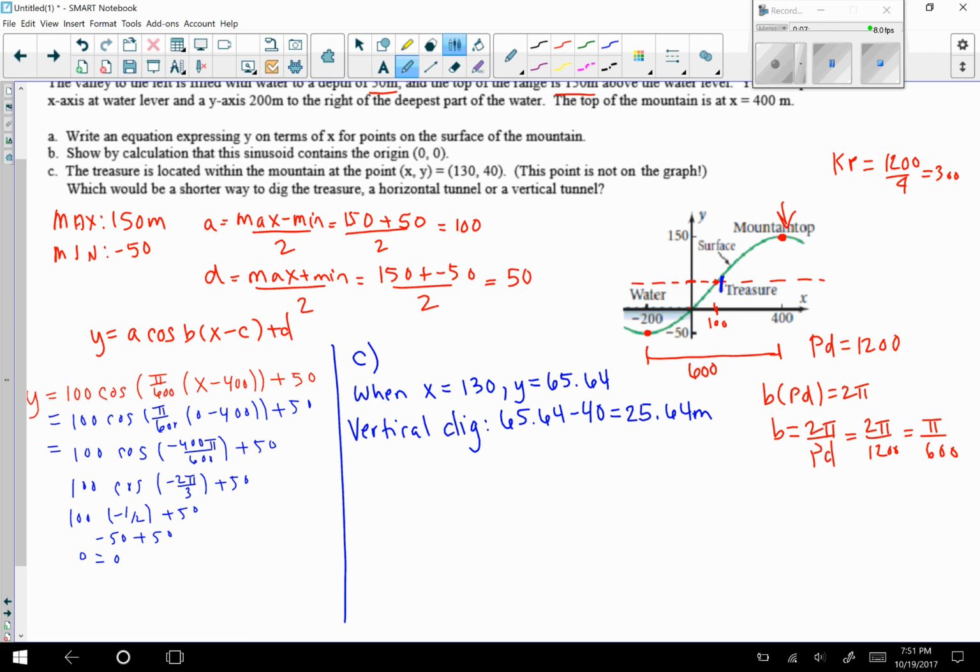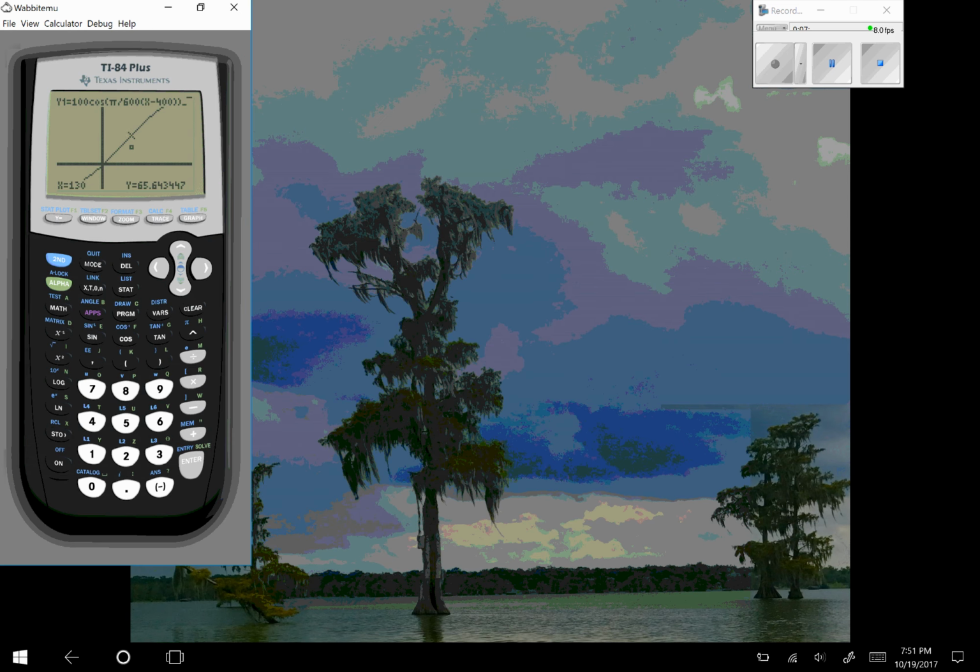So we need to do the same thing for when our y is equal to 40. We want to figure out what would our x be and what would be the horizontal dig. So I'm going to go back to my calculator for that. And in my calculator, now I'm going to go to my y equals, and I'm going to plug in y equals 40 and hit graph. So now we are looking for what is the distance horizontally from our equation to the buried treasure, and how far would that distance be? So would it make more sense to dig vertically or horizontally? So that means I need to find the intersection between that line and our actual graph.